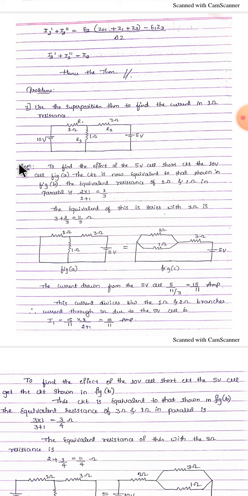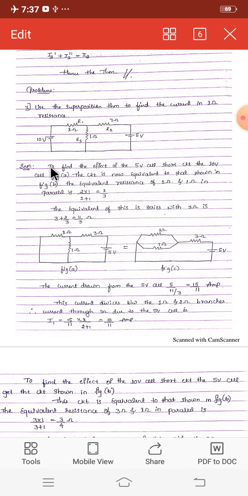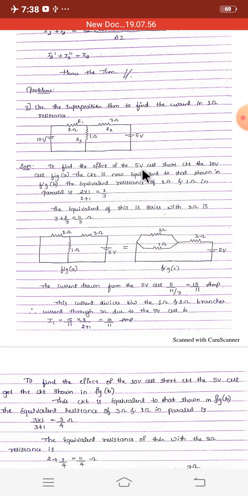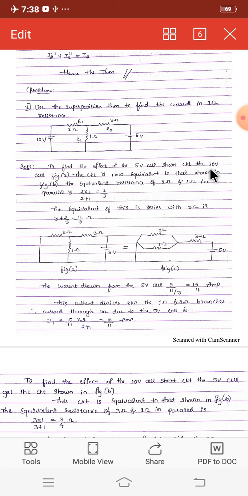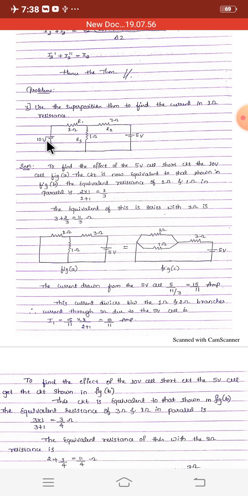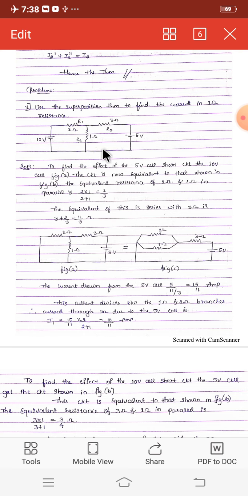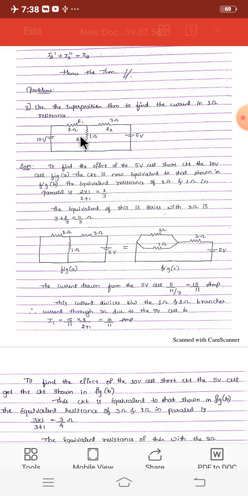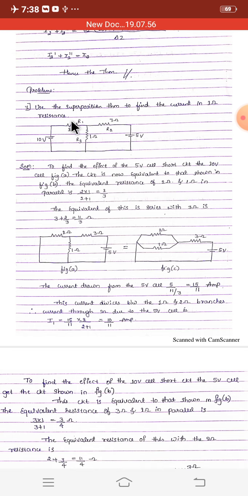Okay, now let us see the solution. To find the effect of the 5 volt cell, short circuit the 10 volt cell, figure A. This is the 10 volt battery. These are the resistances. The circuit is now equivalent to that shown in figure B. The equivalent resistance of 2 ohm and 1 ohm in parallel is, see here, 2 ohm and 1 ohm. These R1 and R3 are in parallel.